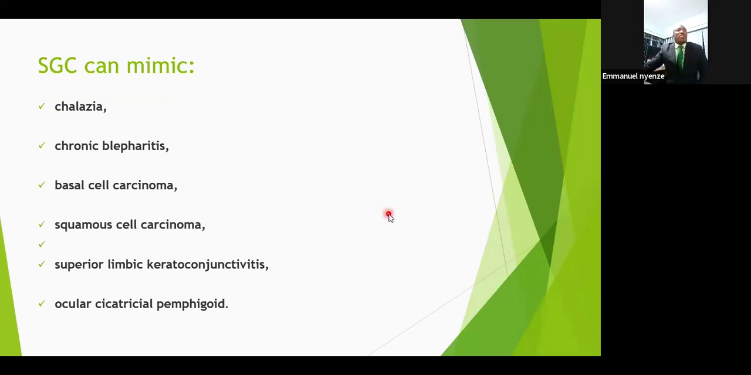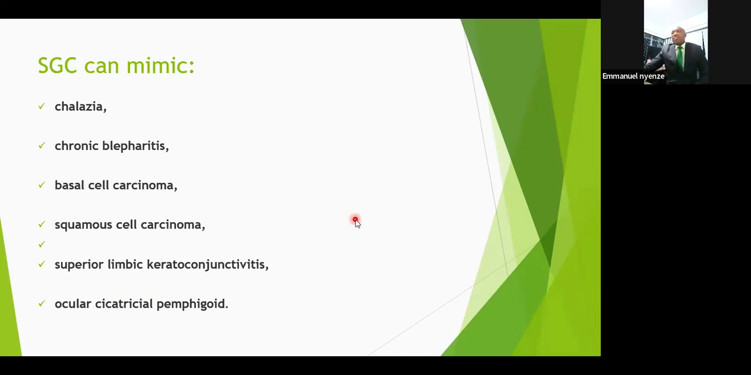The typical thing about sebaceous gland carcinoma is that it really can mimic many conditions. In our case, you can see it mimicking a chalazion. It can also mimic chronic blepharitis. It can still resemble squamous cell carcinoma and basal cell carcinoma, superior limbic keratoconjunctivitis, and sometimes ocular cicatricial pemphigoid. That is, it can mimic chronic conjunctivitis in some cases, sometimes even with skip lesions. In our setting, again, remember this can be confused with a chalazion.